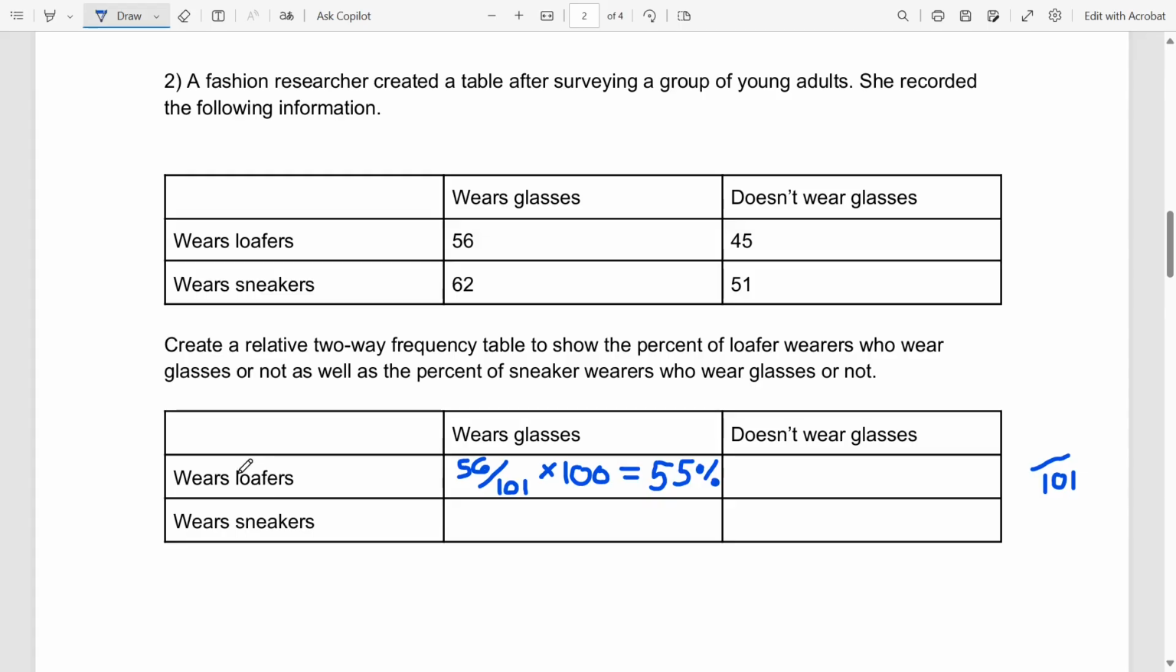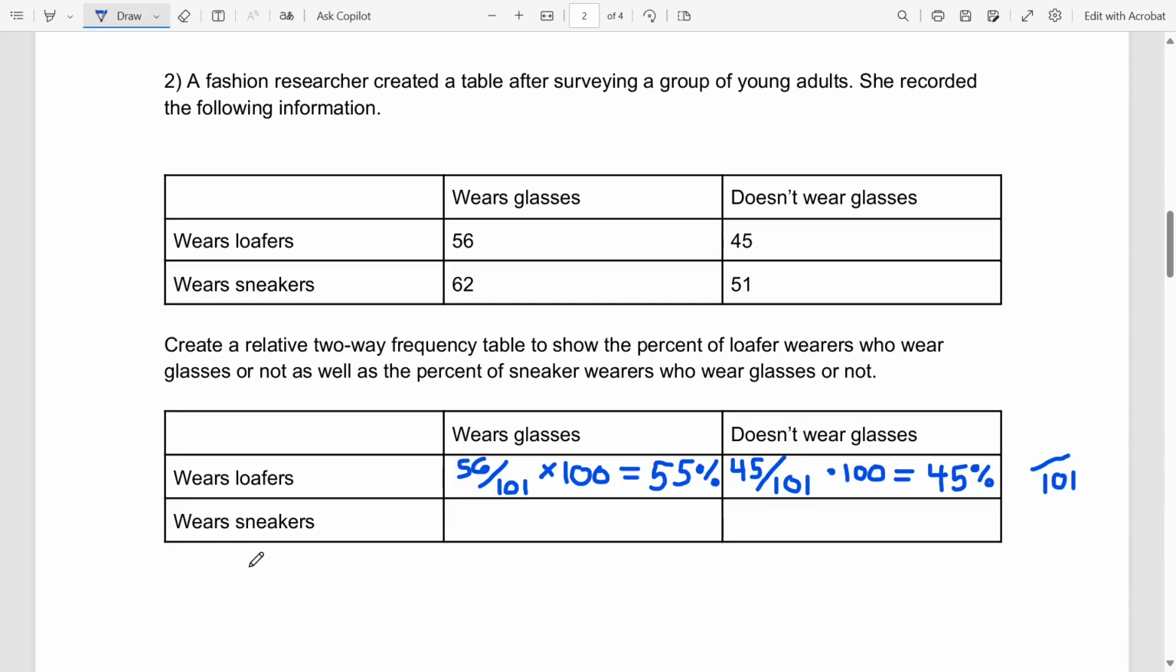All right, we also want to look at the percent who wears loafers and does not wear glasses. So that's going to be 45 divided by 101. And we're going to multiply that number by 100. All right, so let's do that. 45 divided by 101 times 100. We get 44.55, so I'm going to say 45%.